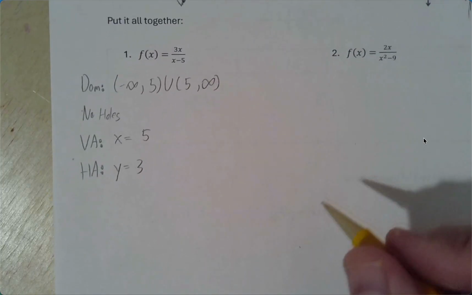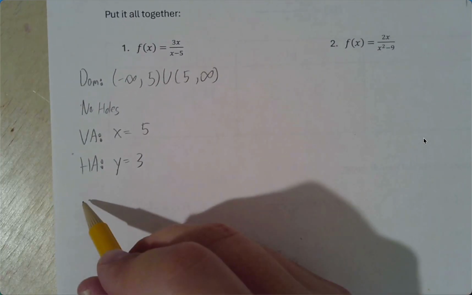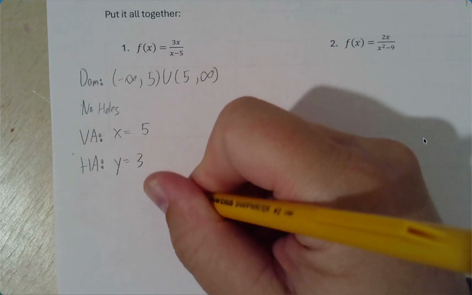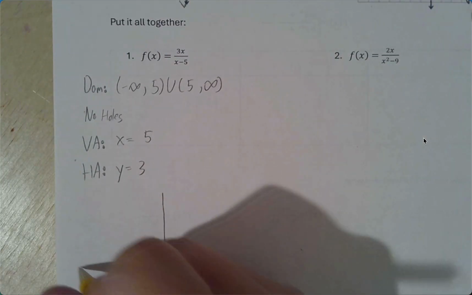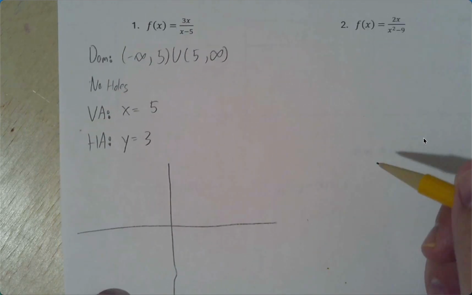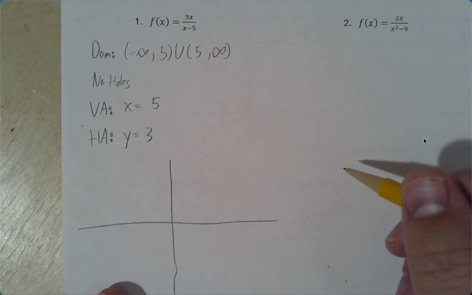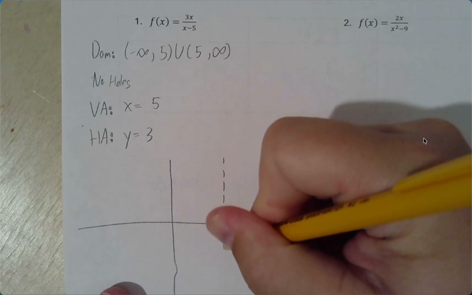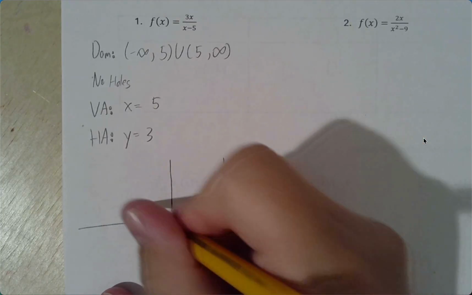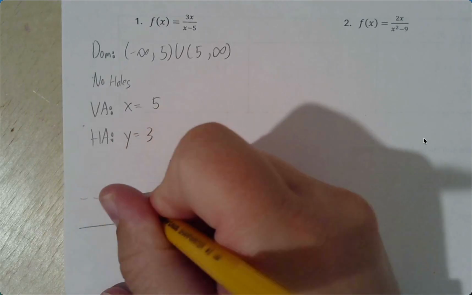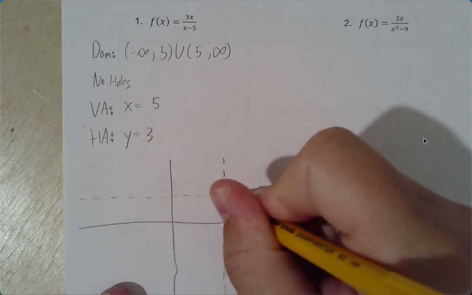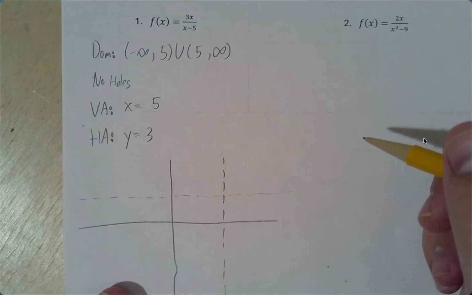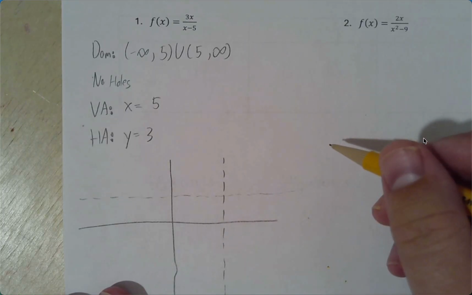Now, what they ask you to do on your homework is draw some test points, but here's what I'm going to do. I'm going to draw a basic graph. Thankfully, you're still using your graphing tool, but I'm going to draw my vertical asymptote through x equals positive 5, and my horizontal asymptote through y equals 3. And then I'm going to ask myself, what does this graph do?